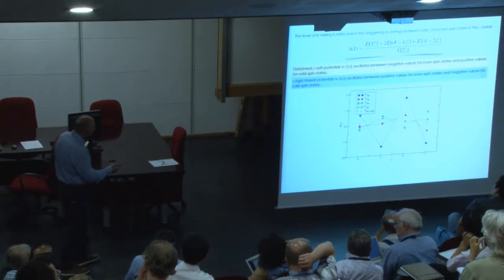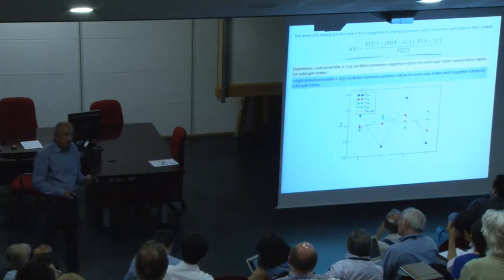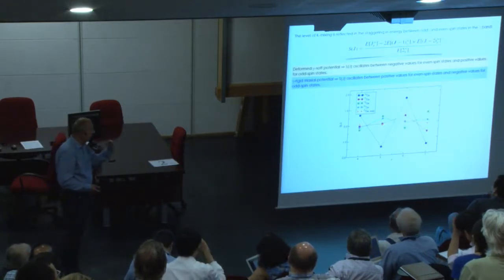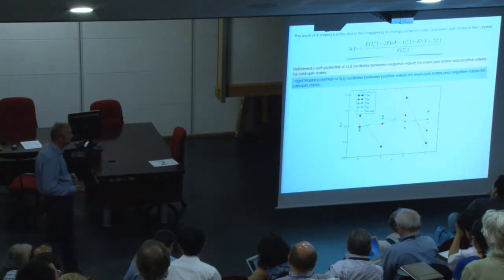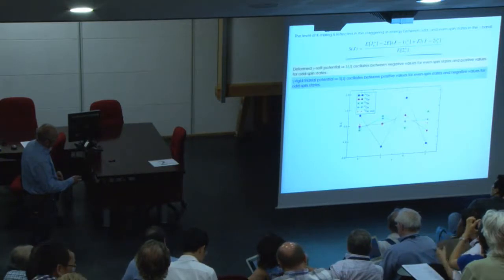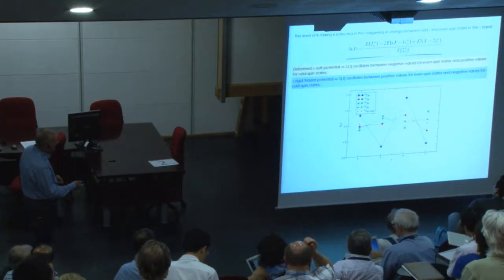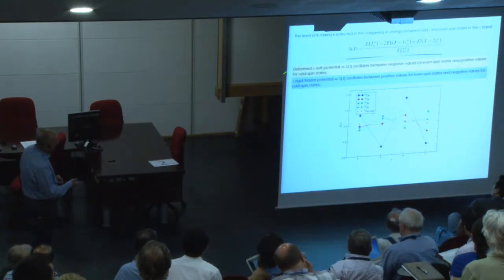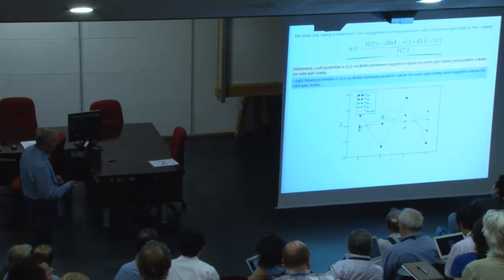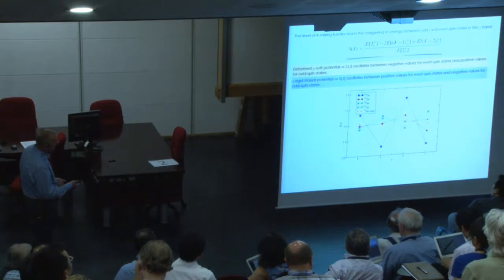So this differential quantity quantifies the displacement of a particular level with respect to the average of its neighbors. For a deformed gamma-soft potential, S of J oscillates between negative values for even spin states and positive values for odd spin states. In the case of the gamma-rigid triaxial potential, this quantity behaves in the opposite way. It's positive for even spin states and negative for odd spin states.